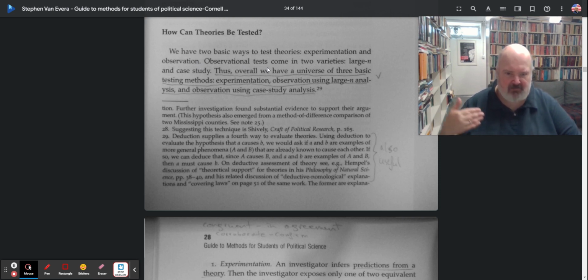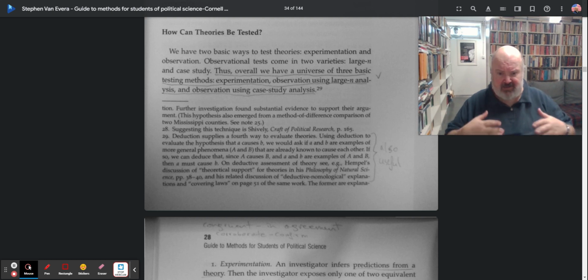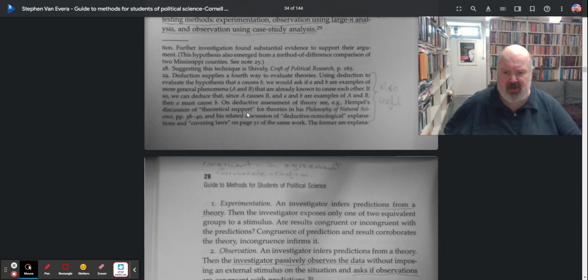Observational tests come in two varieties: large-n and case studies. So we have a universe of three basic testing methods: experimentation; observation using large-n, and large means a large number of cases, using statistical, quantitative analysis; and observation using case studies.